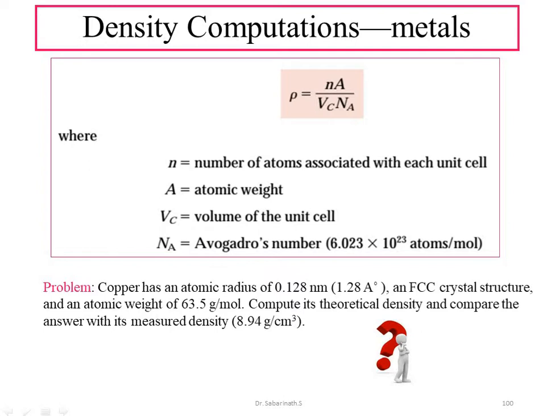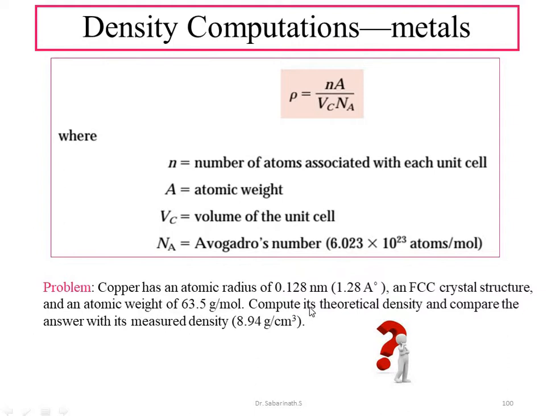So here, let us see a problem and solve this one. Copper has an atomic radius of 0.128 nanometer. That means 1 nanometer is 10 raised to minus 9 meters. Please keep it in mind. And 1 angstrom is 10 raised to minus 10 meter, so 1.28 angstrom. It has an FCC crystal structure and an atomic weight of 63.5 gram per mole.